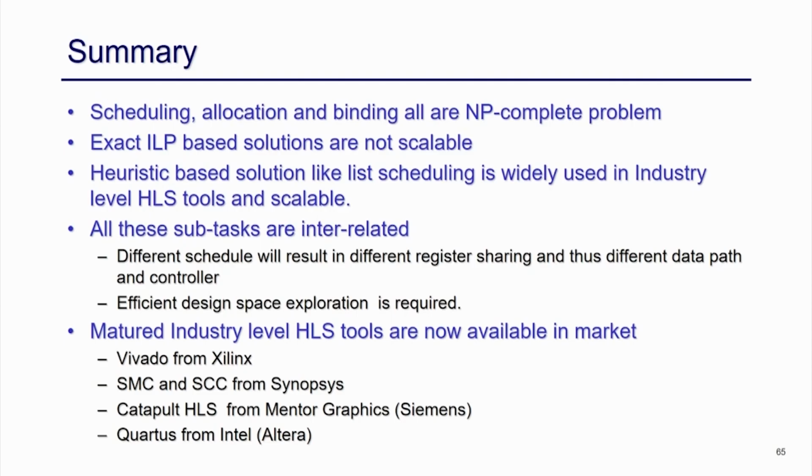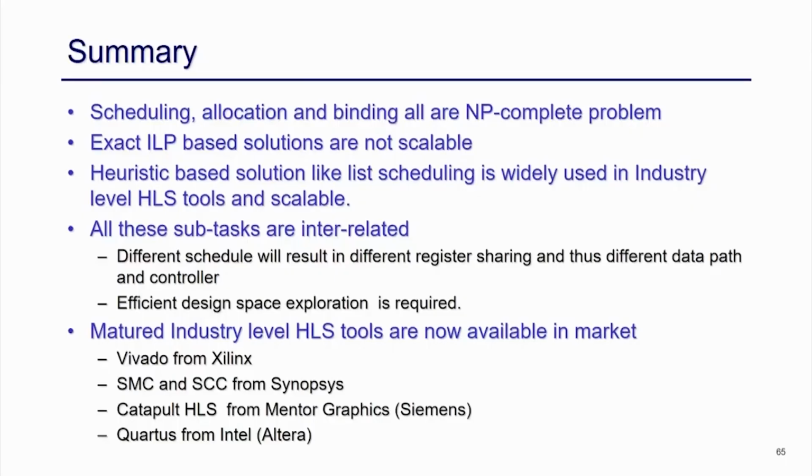Another important factor is that all these subtasks are interrelated. If you have a different schedule, the number of registers or functional units required for allocation and binding will be different compared to another version of the scheduling. So, all are interrelated, and you need to explore the design space as much as possible to get the best results.